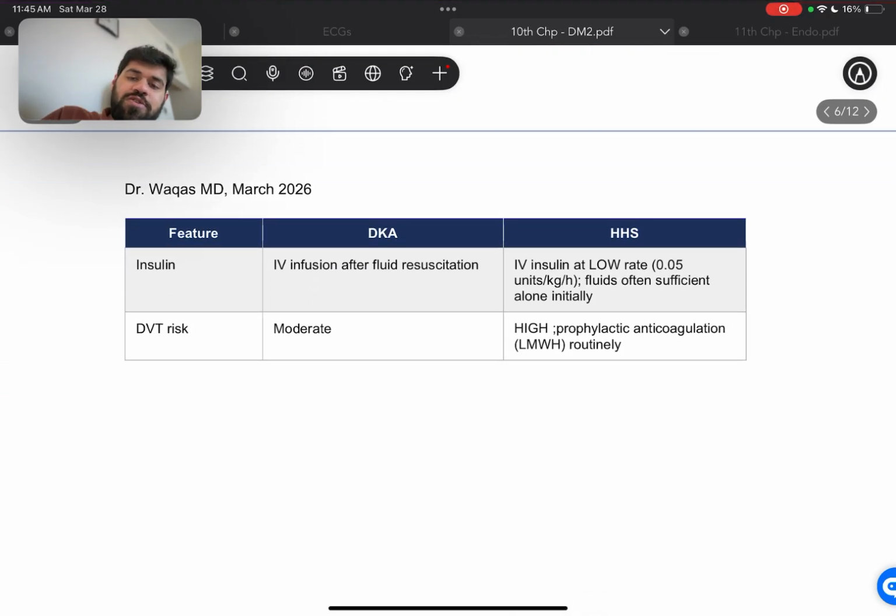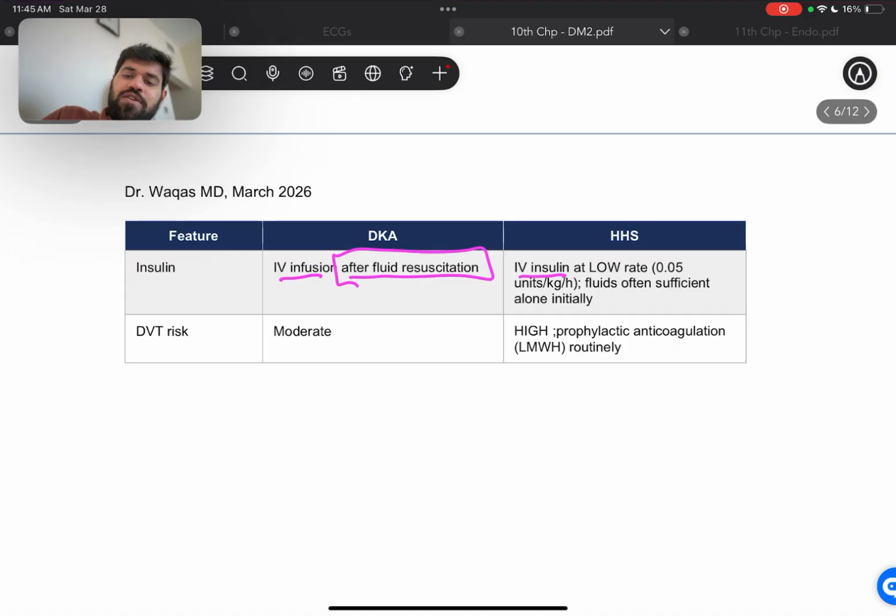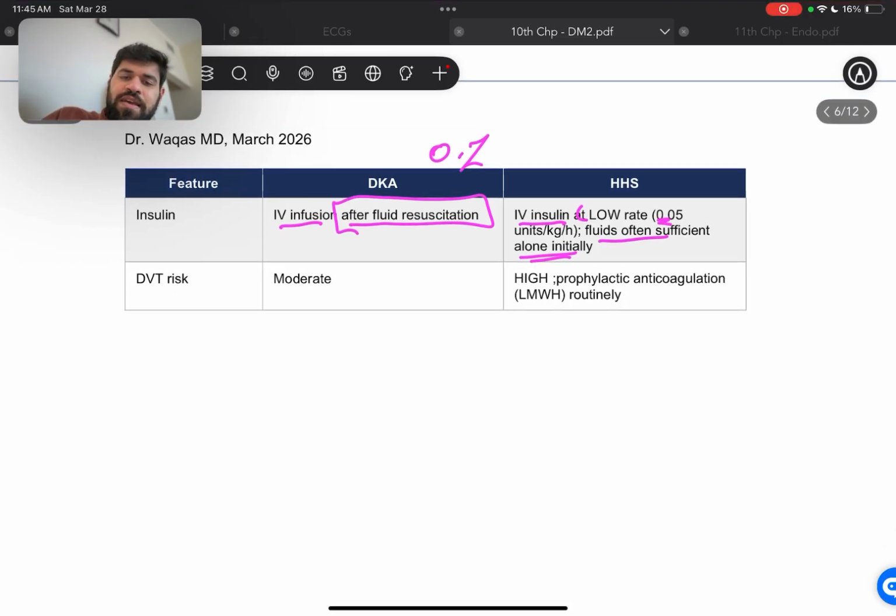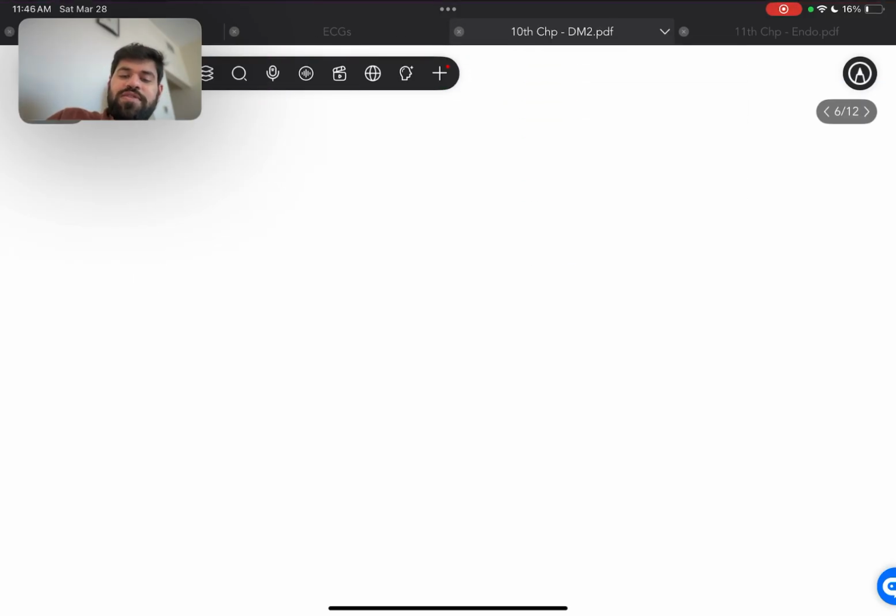Now the insulin for DKA is an infusion after fluid resuscitation, whereas for HHS we start IV insulin at a low rate, 0.05. Over here we were using 0.1. The fluids are often sufficient alone initially. For DKA, the risk of DVT is moderate, whereas for HHS, because of the high osmolality, the DVT risk is very high, and for that we have to give prophylactic low molecular weight heparin routinely.